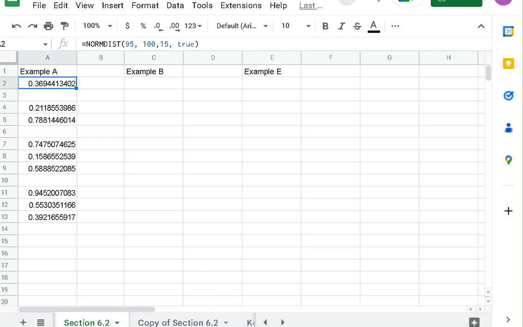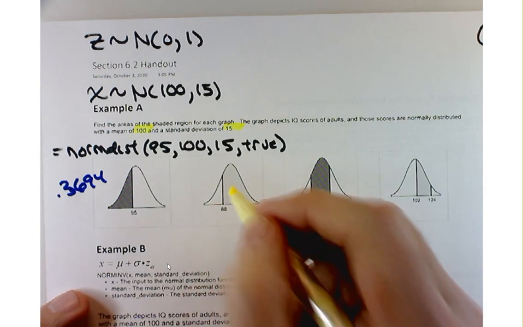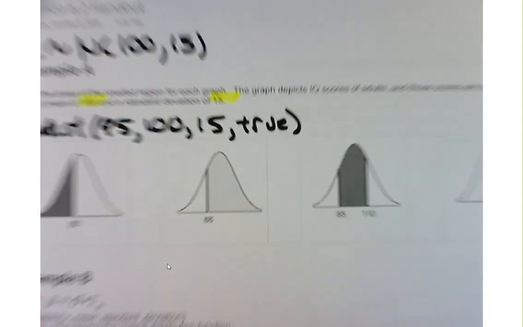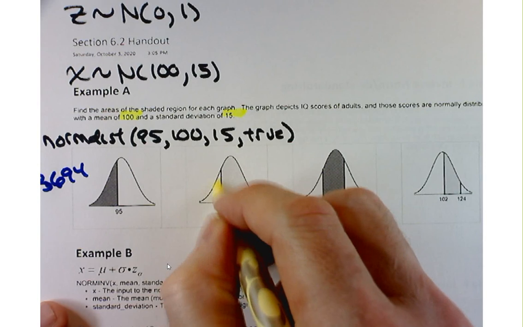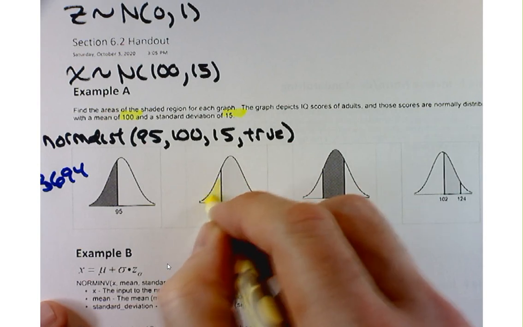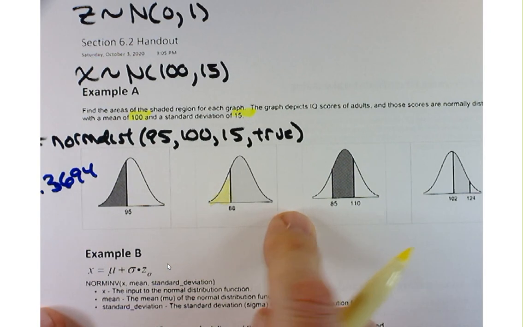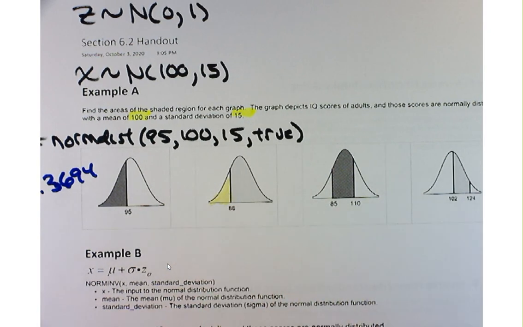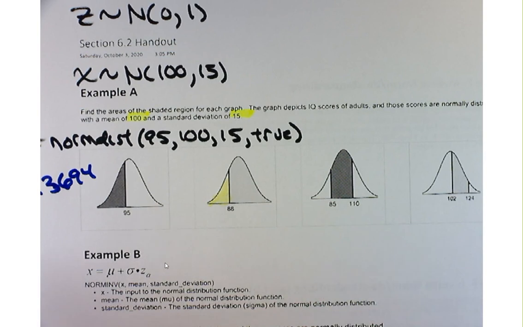Let's continue with the second part of example A. This one's a little bit different because they ask you to find the area to the right of 88, yep, 88. But keep in mind, even though you might type in an 88 and want the area to the right of 88, Google Sheets is still going to give you this area here in yellow, the area to the left of 88. So how am I eventually going to get the area to the right of 88? What am I going to do?